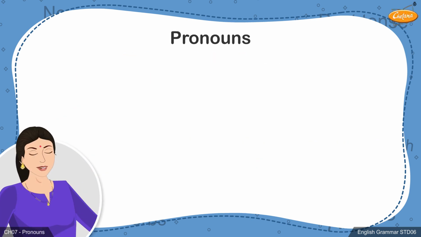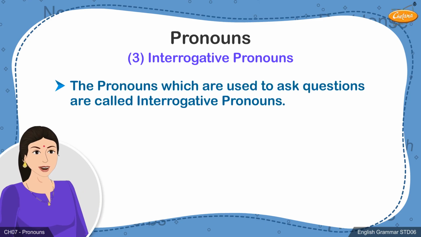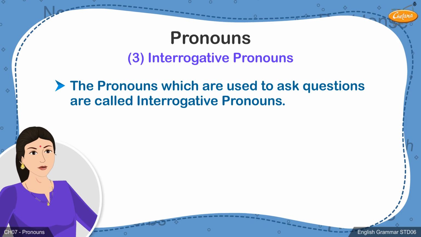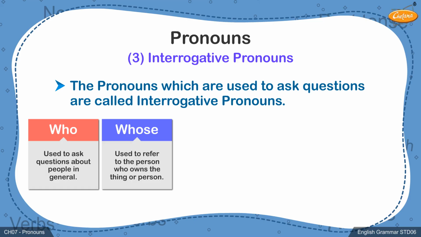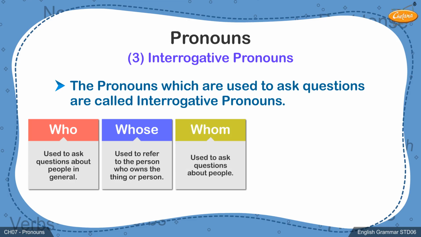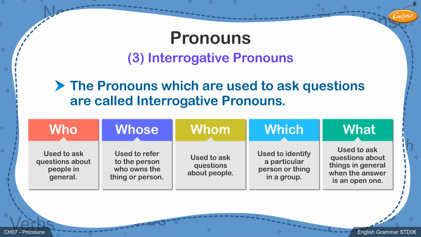The next type of pronoun we will be dealing with is the interrogative pronoun. The pronouns which are used to ask questions are called interrogative pronouns. Examples of such pronouns are: who, used to ask questions about people in general. Whose is used to refer to the person who owns the thing or person. Whom is used to ask questions about people. Which is used to identify a particular person or thing in a group. What is used to ask questions about things in general when the answer is an open one.